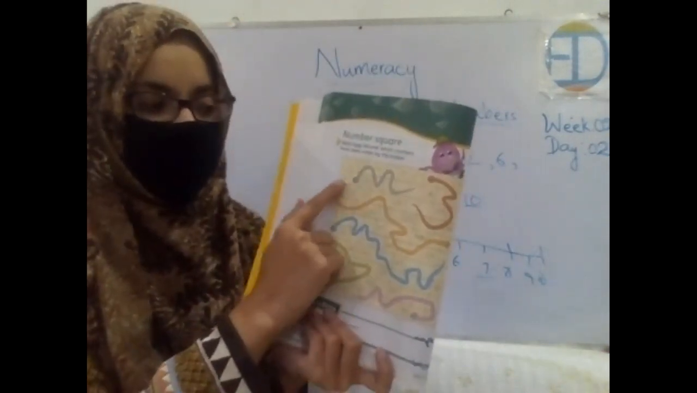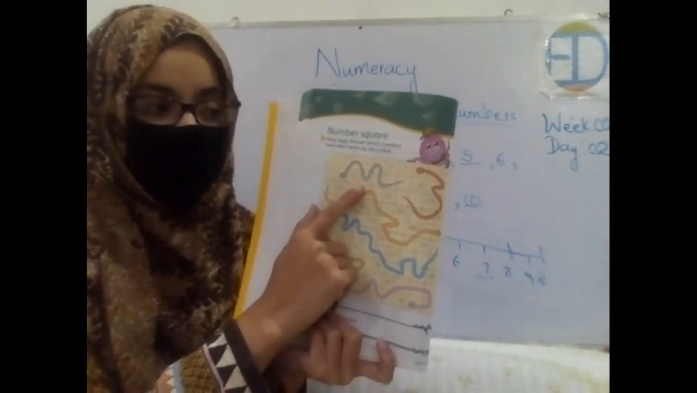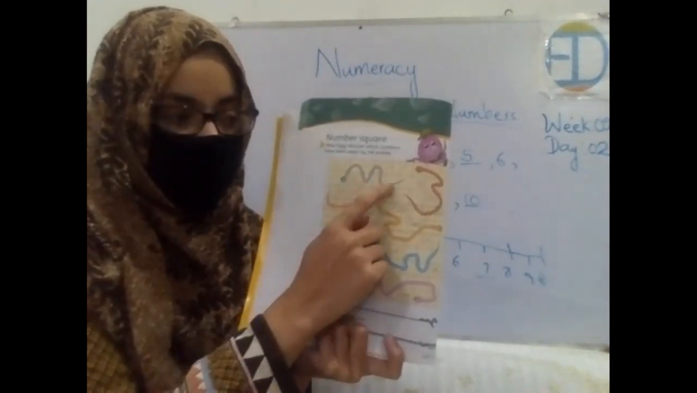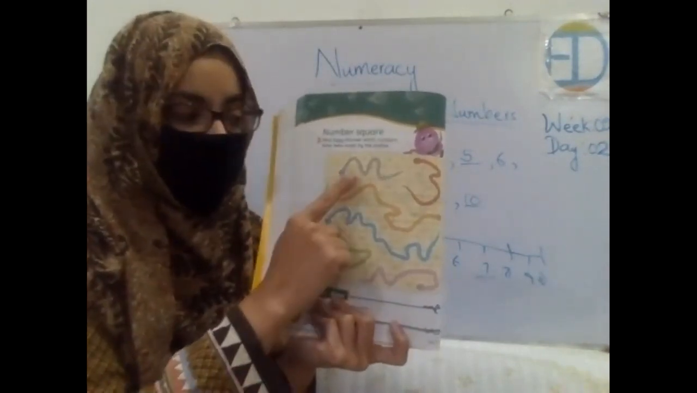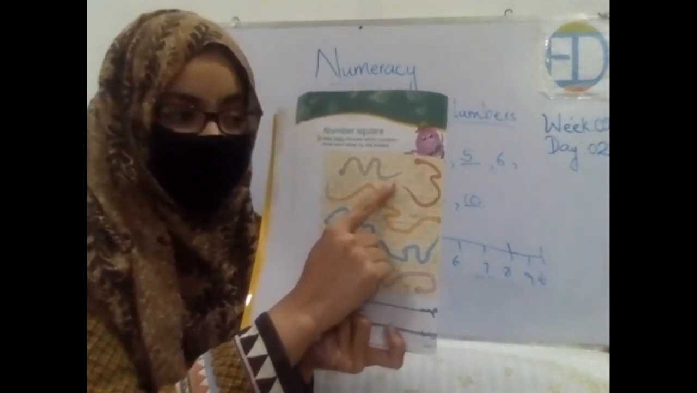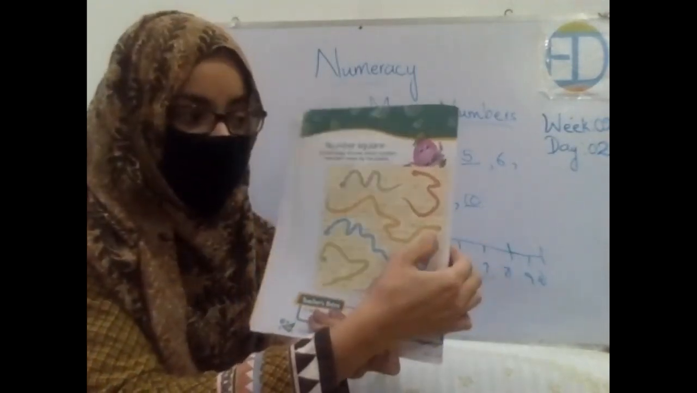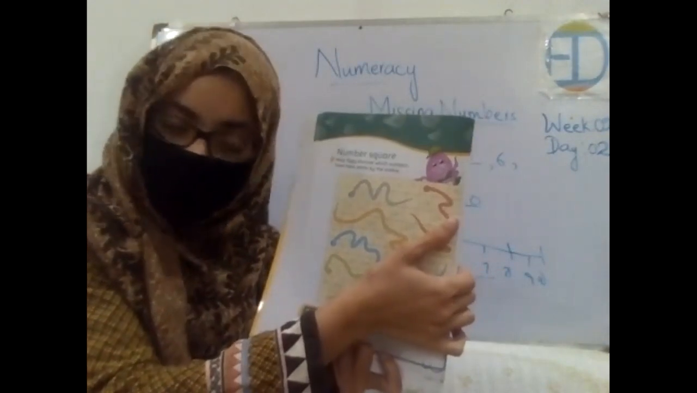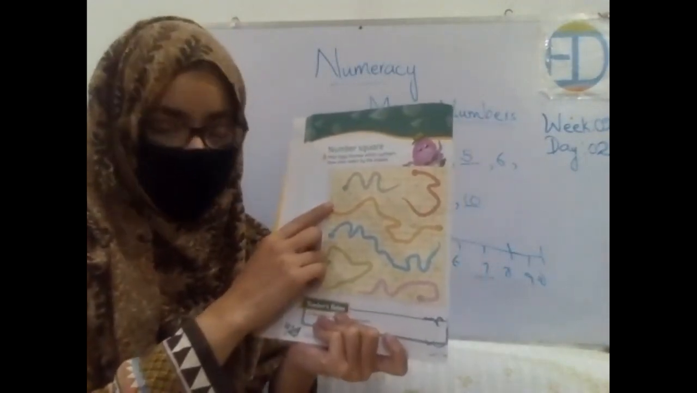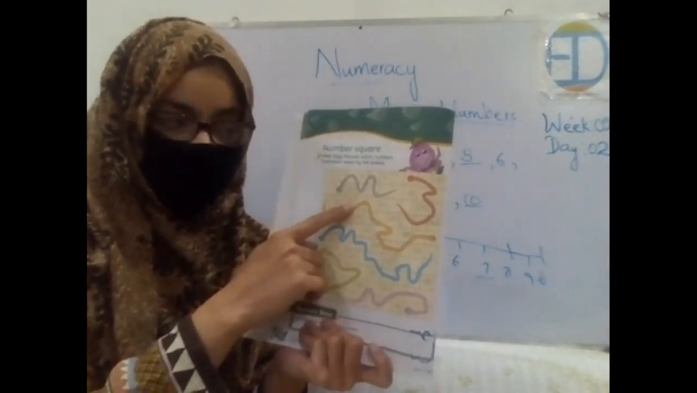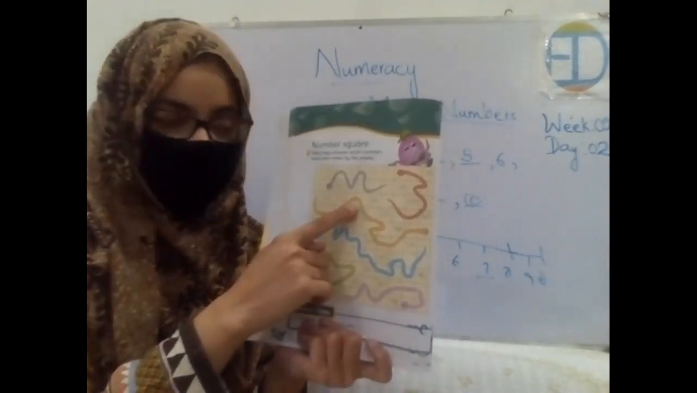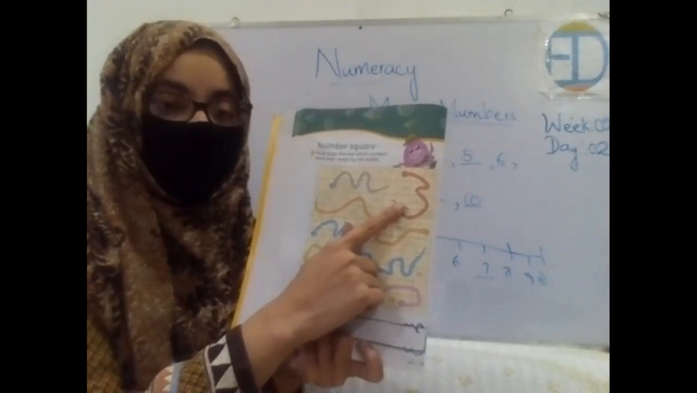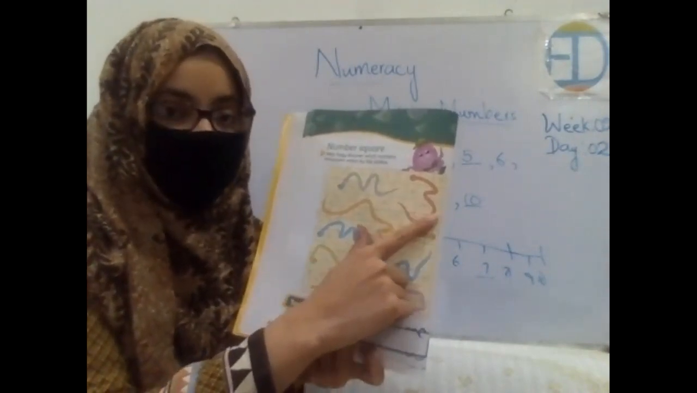Okay. Then 11, 12, 13. Now there are a lot of numbers which are missing. First, see how many numbers are missing. 1, 2, 3, 4. 4 numbers are missing. So now count 14, 15, 16 and 17, right? Okay. What comes after 18? The two numbers, 19 and 20. Very well done. Then 21, 22, 23, 24, 25, 26, then 27, 28, 29, and finally 30.